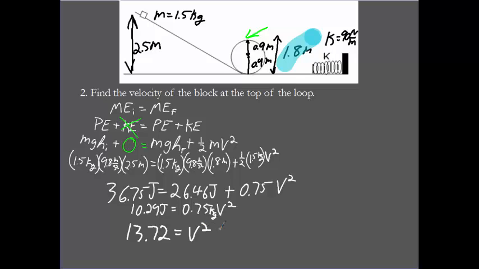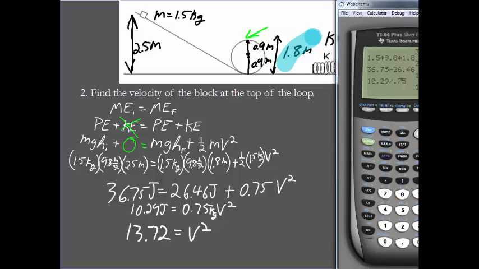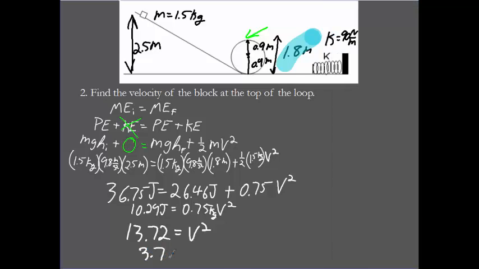I don't want v squared, and I'm not going to try and take the square root of 13.72 in my head. So that would be the second function, square root. Second function, square root. There we go. 13.72, and I get 3.7 meters per second, and that is what v equals.